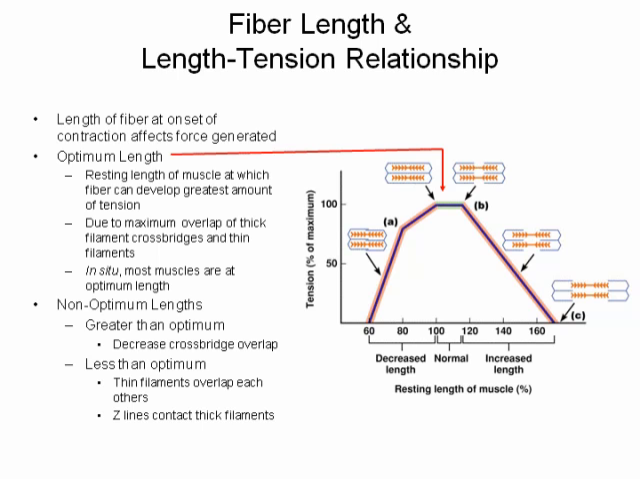Now, the fiber length and the length-tension relationship, this is something that's a little bit complicated. But once you work on it for a few minutes, I think it'll make more sense. First of all, we have what we call an optimum length-tension relationship, and it is this flat green zone at the top of this curve. The length of the fiber at the onset of contraction affects the force generated. So what we're showing here, keep in mind, is our sarcomere in all of these cases.